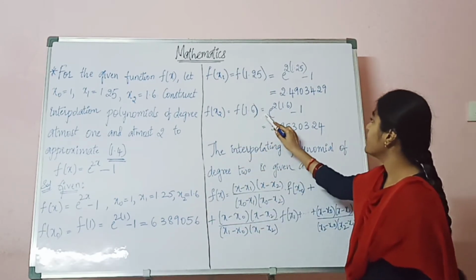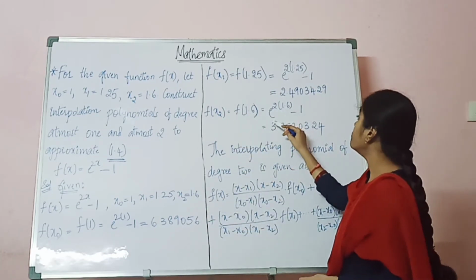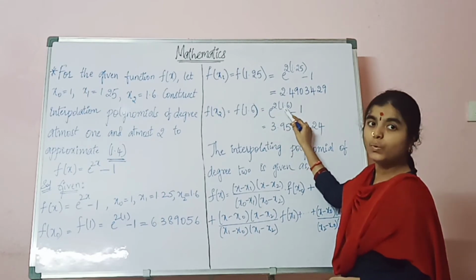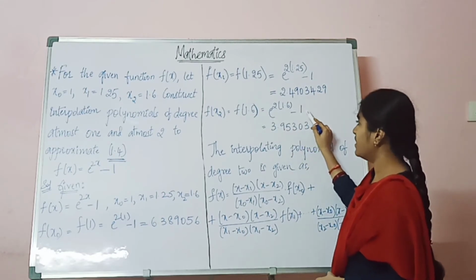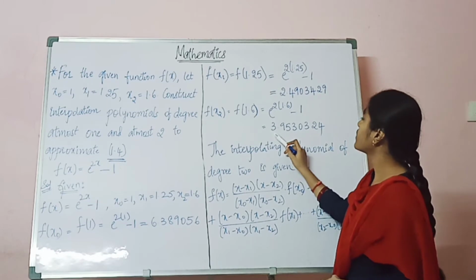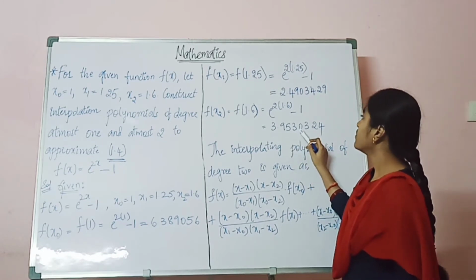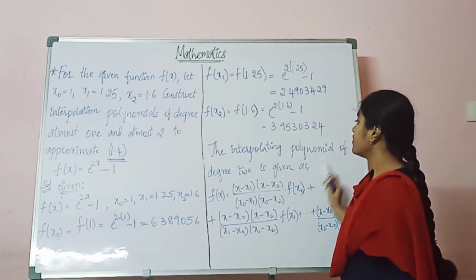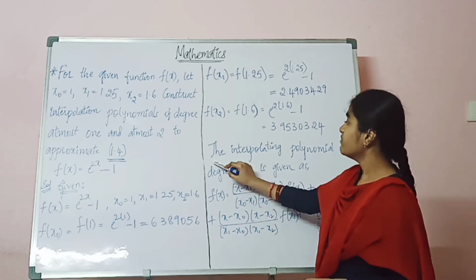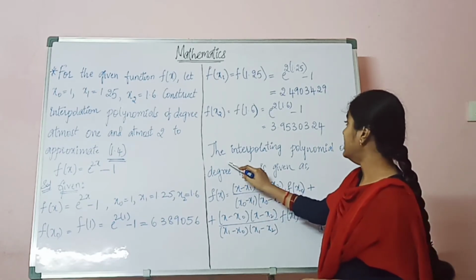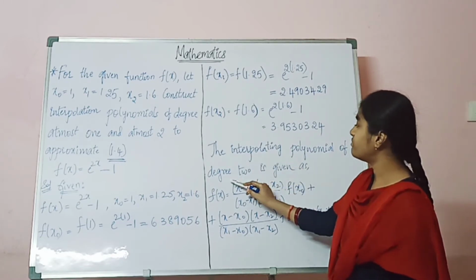Now we have to substitute the x2 value, e power 2, into 1.6 minus 1. What we are getting here for f of x2 after calculating is 3.9530324. So now we have to take the formula here, the interpolating polynomial of degree 2.